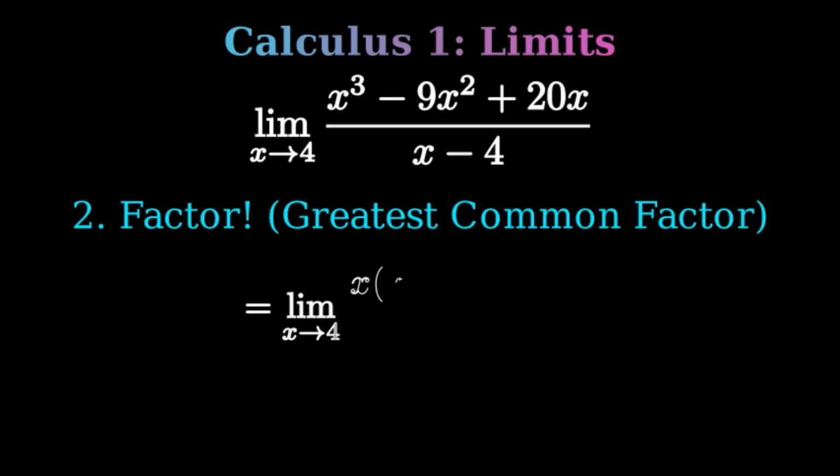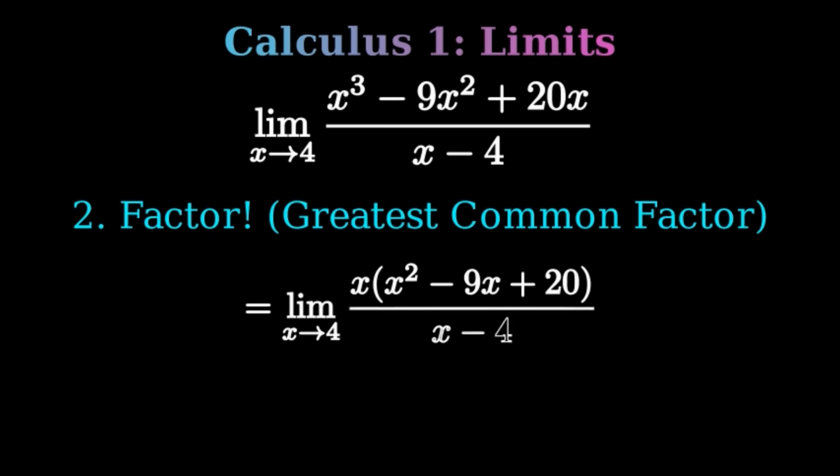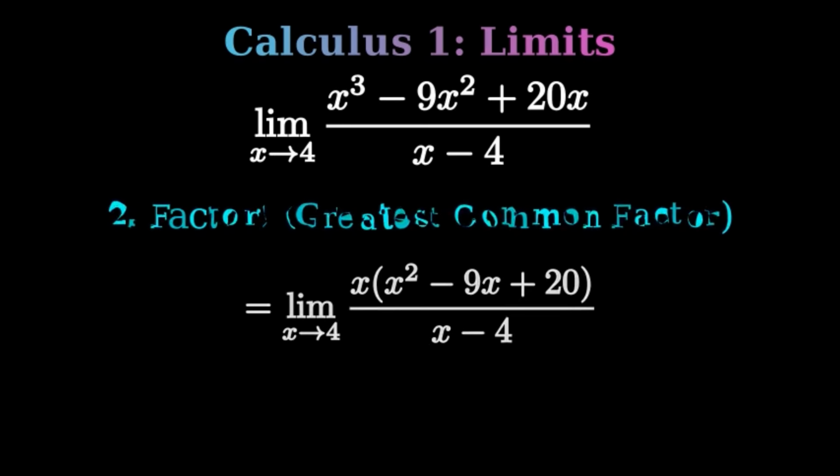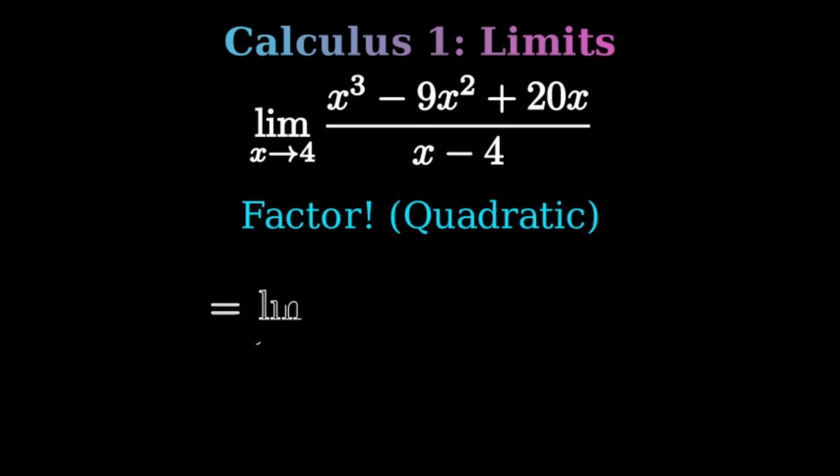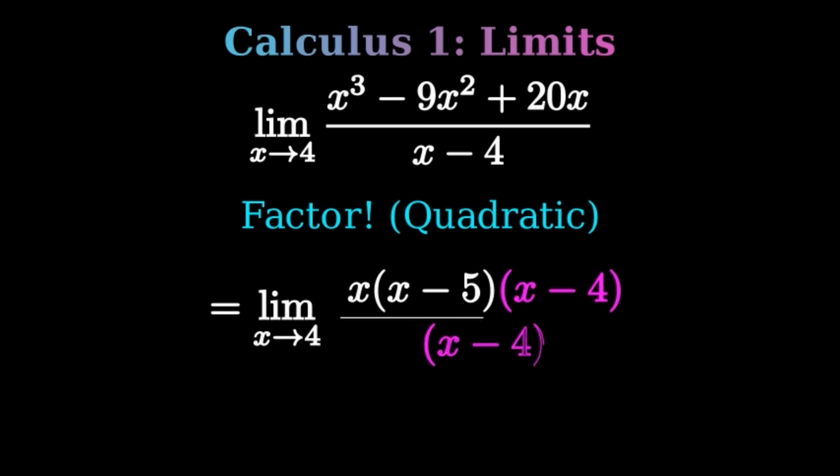We got the limit as x approaches 4 of x times x squared minus 9x plus 20 over x minus 4. But that x squared minus 9x plus 20, I can factor that. That's a quadratic. Great. Now, what does that look like? That's x times x minus 5 times x minus 4 over x minus 4.